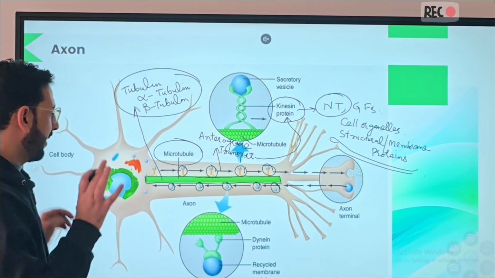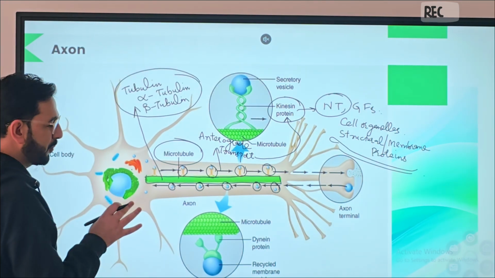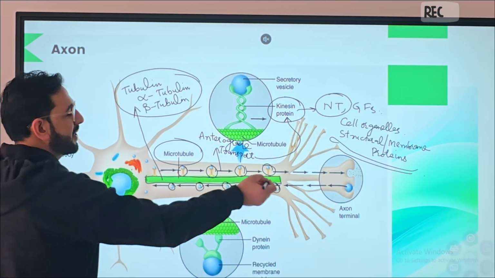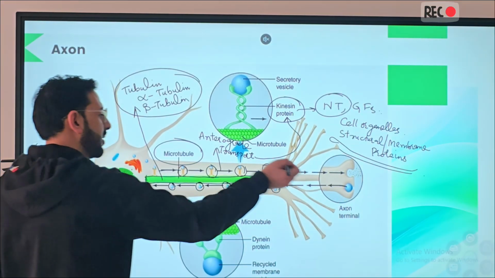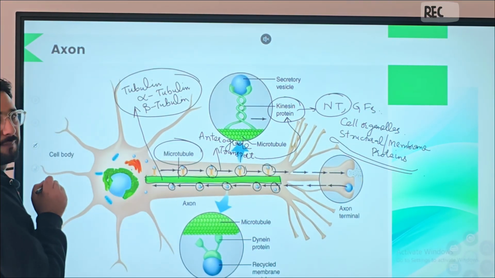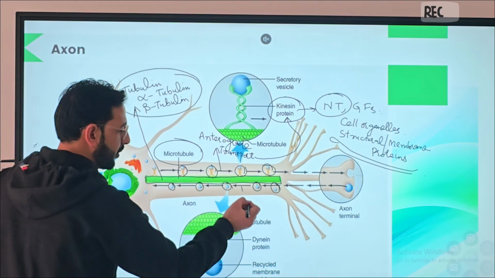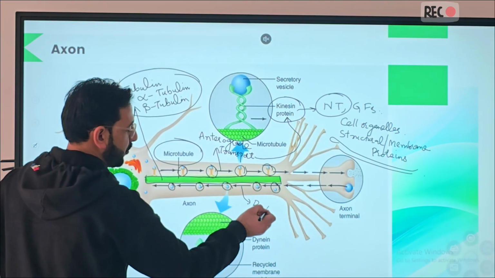Now, another motor protein that is present there is responsible for taking substances from the axon terminal towards the cell body. And this type of transport is called retrograde transport.